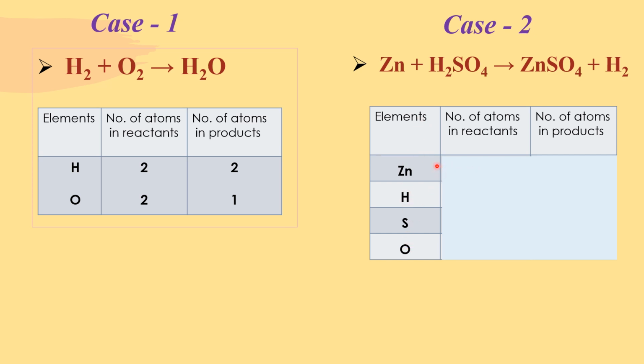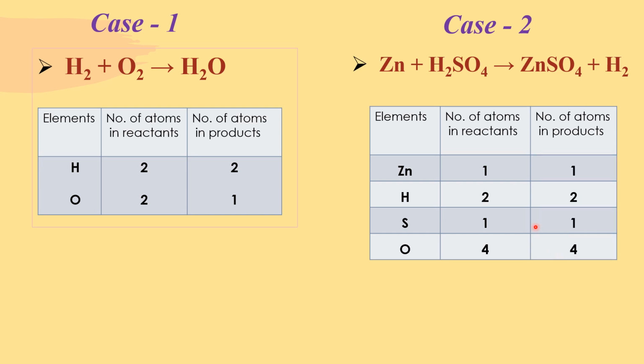Now, how many zinc atoms are there on the reactant side? 1. Hydrogen, 2. Sulfur, 1. And what about oxygen? It is O4, so 4. Now, coming to the product side, how many atoms of zinc are there? Again 1. Sulfur, 1. Oxygen, 4. And what about hydrogen? H2, so 2.